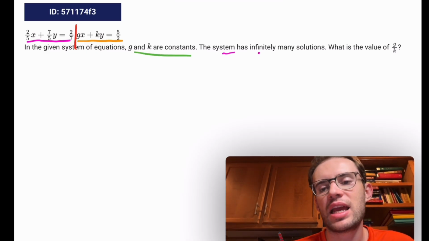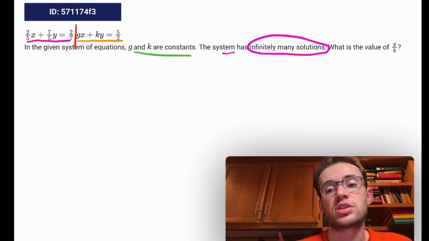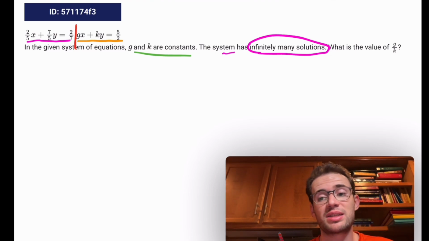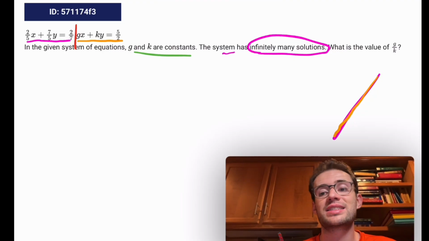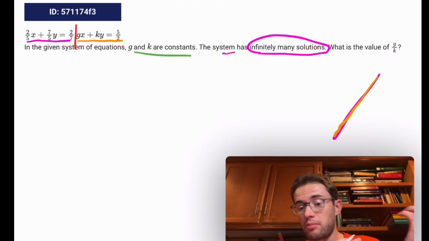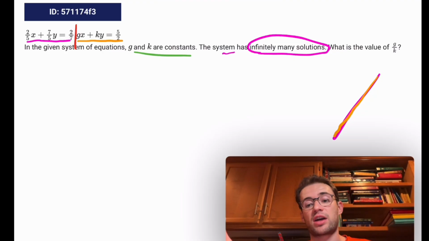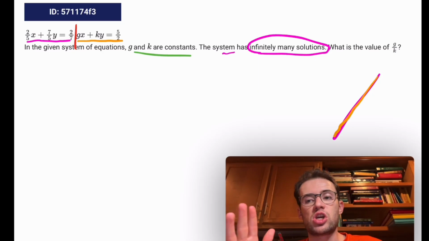The system has infinitely many solutions. So infinitely many solutions for a linear system means that they are the same line. So these equations are exactly the same. They might be, right, you might be multiplying both sides by the same factor, but that doesn't change what the equation actually is. So they are the same equation. What is the value of g over k?